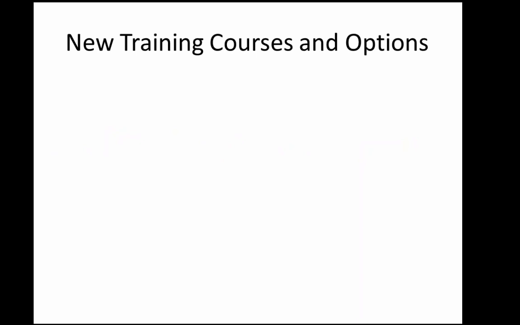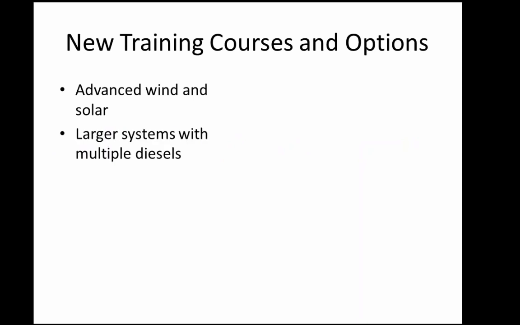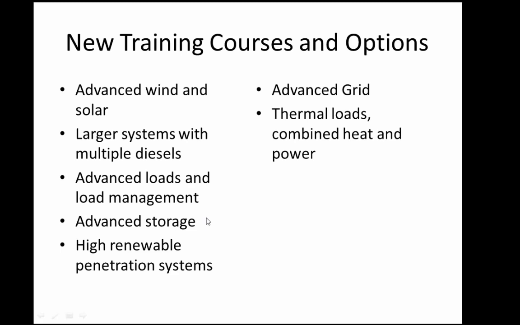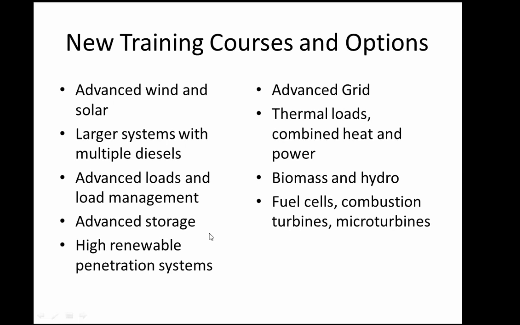And then quickly, now that HOMER Pro is out, we've put together advanced courses, and we've identified 10 core subjects: advanced wind and solar, larger systems with multiple diesels, advanced loads and load management, advanced storage, high renewable penetration systems, advanced grid, thermal loads, combined heat and power, biomass and hydro, fuel cells, combustion turbines, microturbines, and hydrogen. These are all available immediately if you want a private session, and we're looking at offering them as online classes similar to the introductory class.